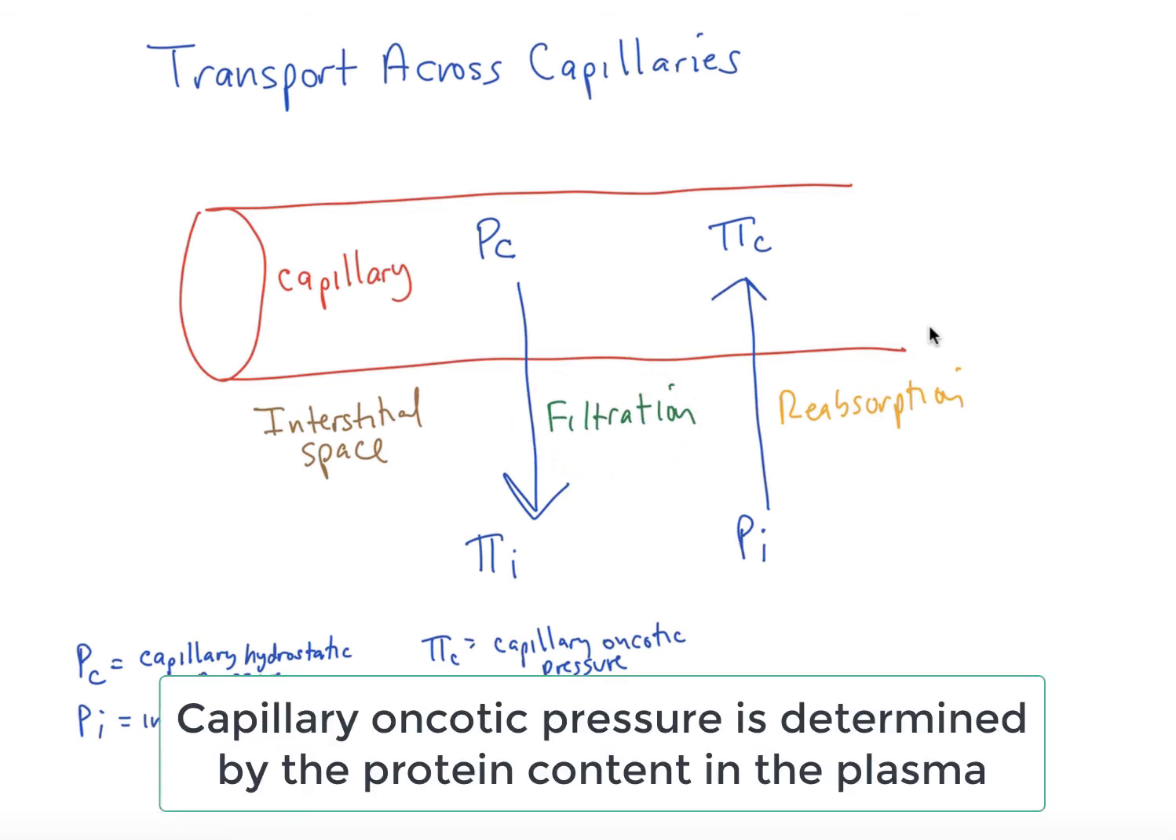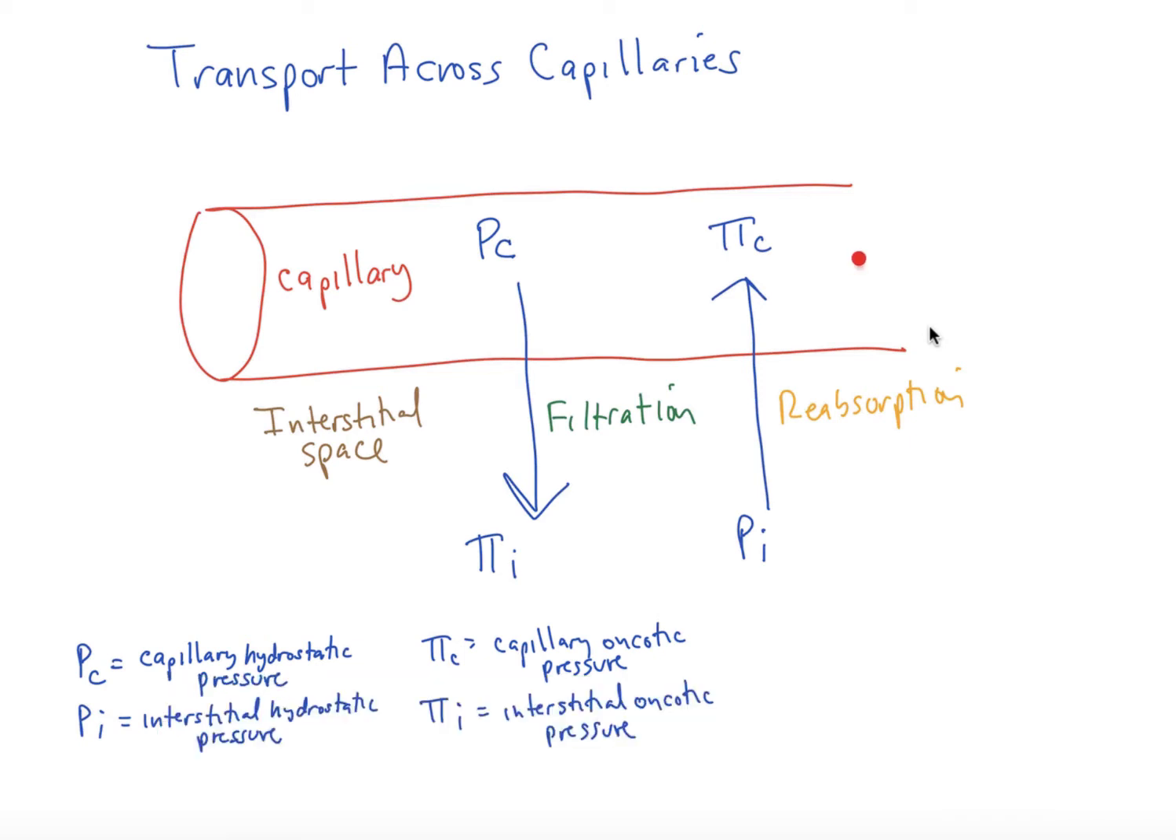I also have an oncotic pressure in the capillary, pi sub C, and that is going to be drawing fluid into the capillary. I call that reabsorption, and the hydrostatic pressure in the interstitial space, P sub I, pushes fluid into the capillary, and together P sub I and pi sub C are our forces of reabsorption. And what is going to happen is when you balance all these forces together, we're going to have either net fluid entering the capillary, reabsorption, or net fluid leaving the capillary, which we call filtration.